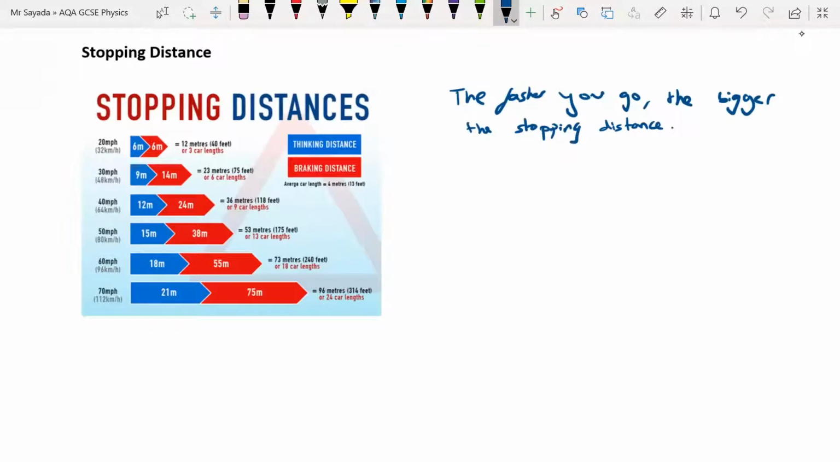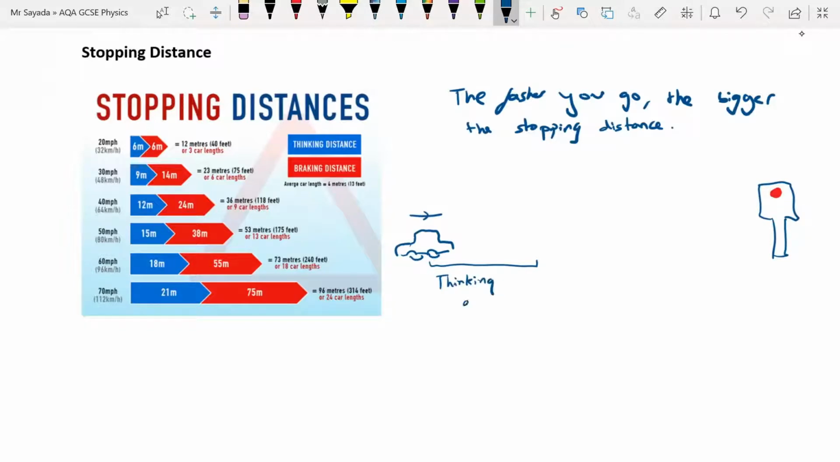So imagine you're driving a car. So here's a car driving along this direction. And you see a traffic light change. So here's the traffic light, and the traffic light has gone red. So when you see the traffic light go red, firstly, it takes a little bit of time to react to that. So in the time it takes to react, you have something called the thinking distance.